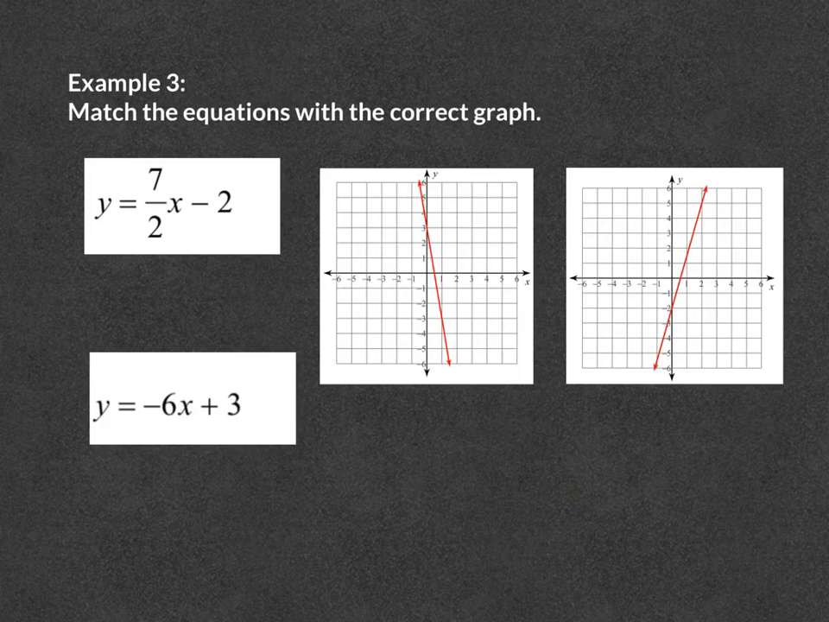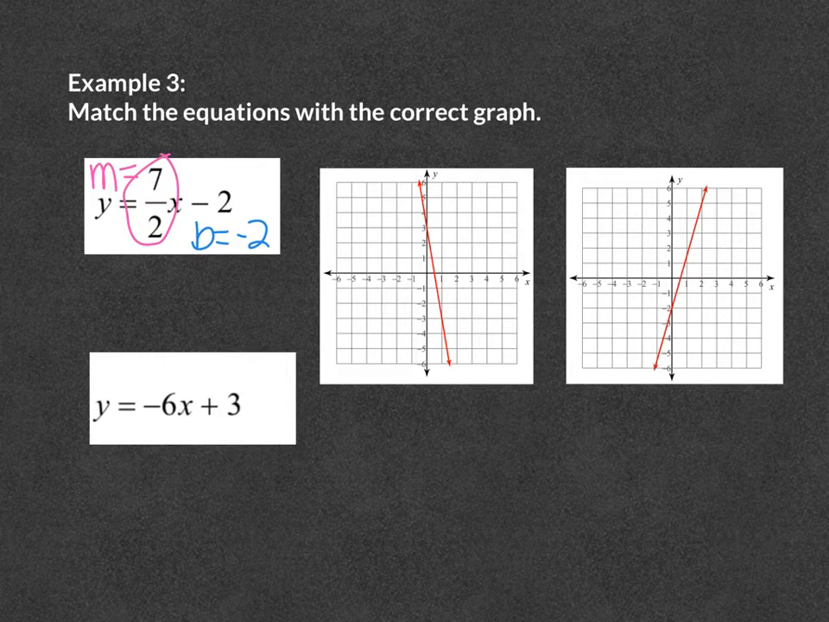Example number 3. Match the equations with the correct graph. Y equals 7 over 2x minus 2. So first I need to identify the slope and the y-intercept. So I know that the slope is the coefficient of x, which is 7 over 2. So m equals 7 over 2. And my y-intercept, which is b, equals -2.